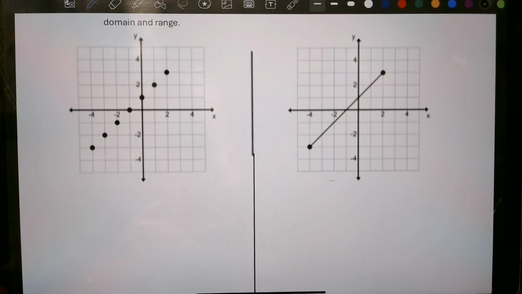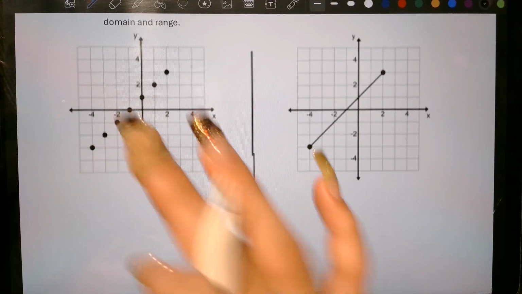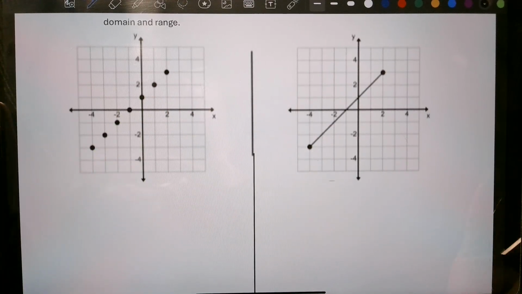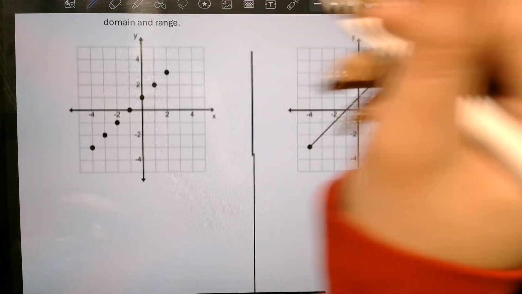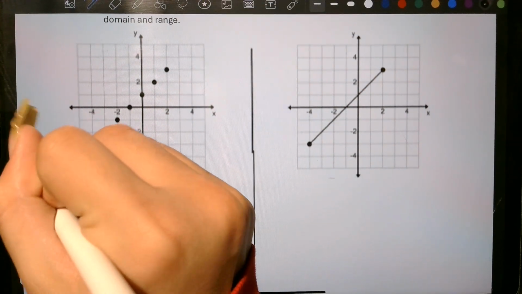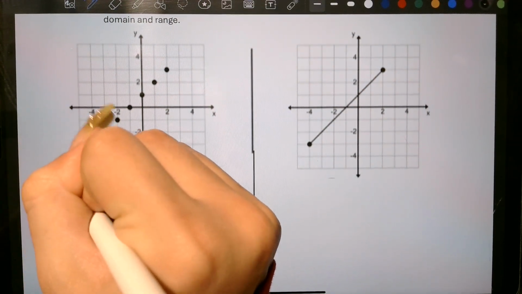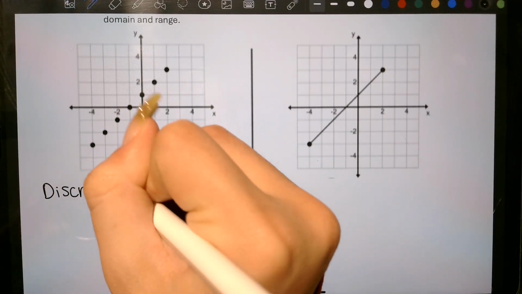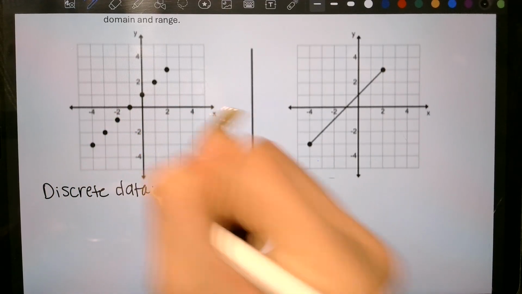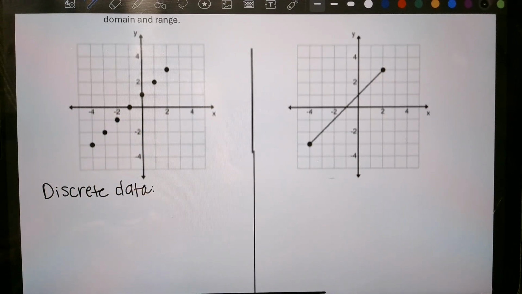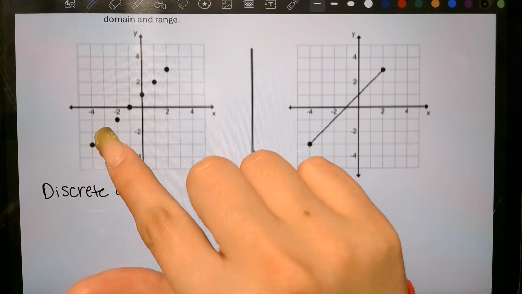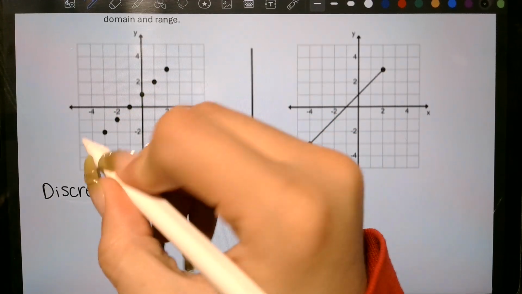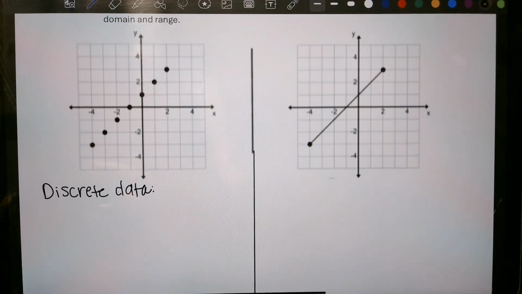Okay, so first we have, try to guess. Hopefully you guessed discrete data. So first we have discrete data. Why is this discrete data? Because the points are separate. There's nothing connecting them. Therefore, they are not continuous, but they are discrete.